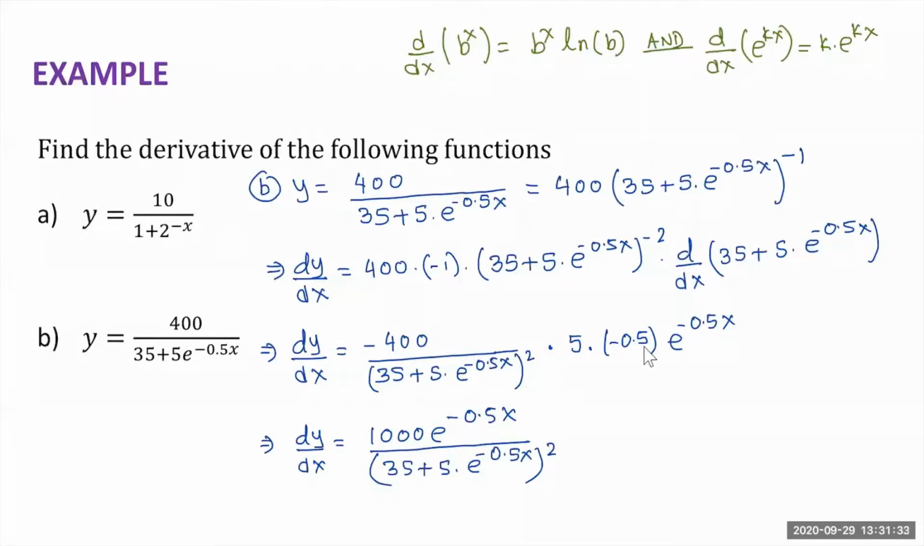So here we multiplied negative 0.5 times 400, which is positive 200, times 5, which is 1000, multiplied to this quantity, which is e to the negative 0.5x. And we are dividing that by this quantity here, which is (35 plus 5 times e to the negative 0.5x) squared. So this is the derivative of the function which is given here.